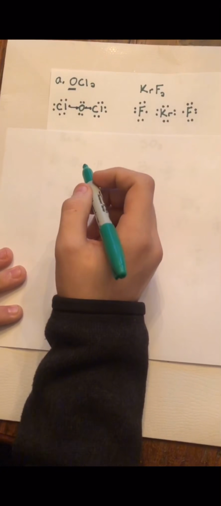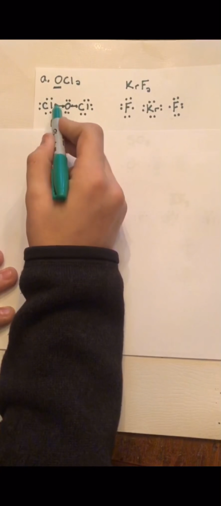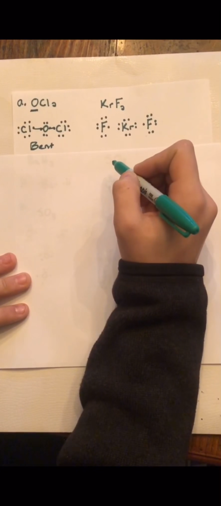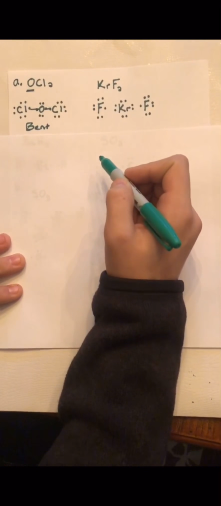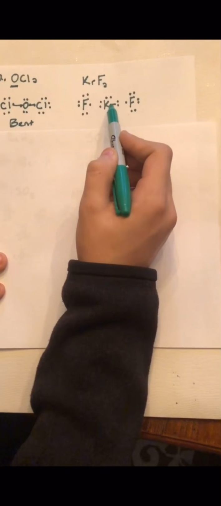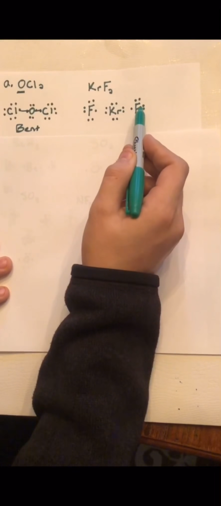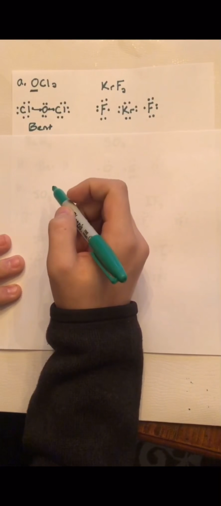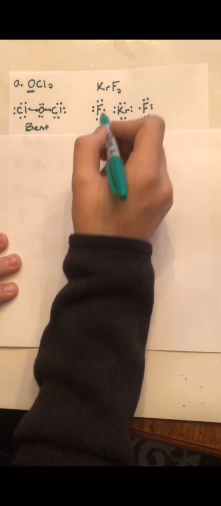This structure has a bent geometry because it has 2 bonds and 2 unshared pairs. Okay, for the second compound, we are given KrF2. Krypton has a full octet set of 8, and fluorine has 7. In order to get a full set for the fluorine atoms, we need to add a single bond to each.